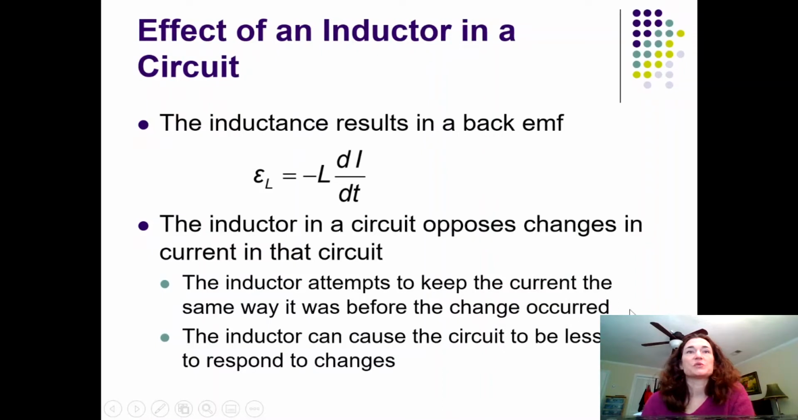Now, in previous lectures, we introduced the equation for the back EMF that results from the self-inductance of an inductor. So here, let's remind ourselves of that equation. The back EMF is equal to minus L di/dt. Here, L is the self-inductance of the inductor, which results primarily from geometrical considerations and physical properties of the inductor, such as the number of turns. And di/dt would be the change in time of the current.